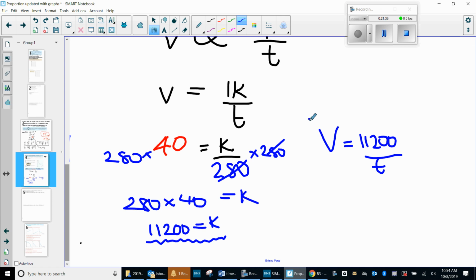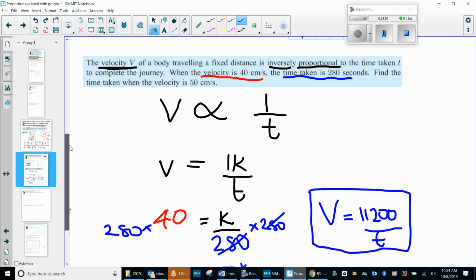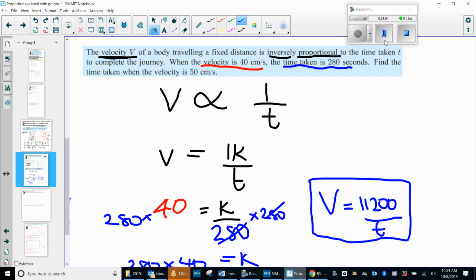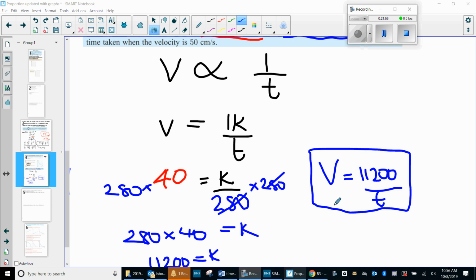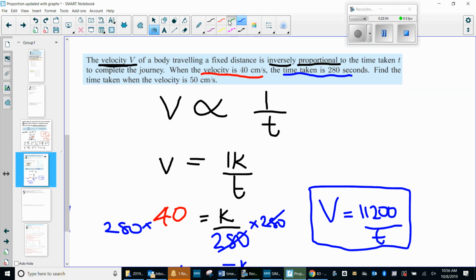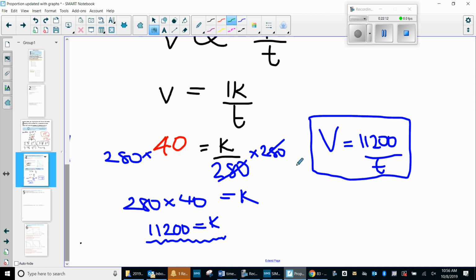I suggested perhaps put a box around it, okay? Because this is now the rule that we're going to use for any additional questions that they may ask us. So v equals 11200 over t. This is the rule we have to use now. They've only asked us to work out one thing. They've asked us to find the time taken when the velocity is 50. So that means that the velocity is now 50.